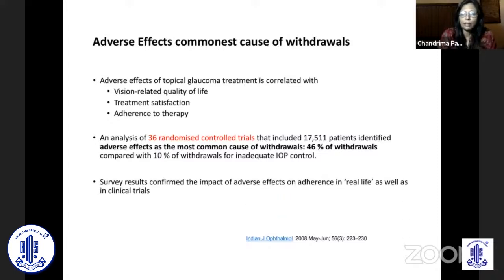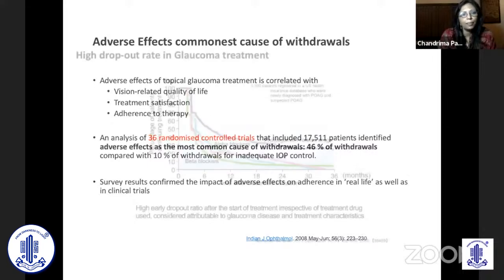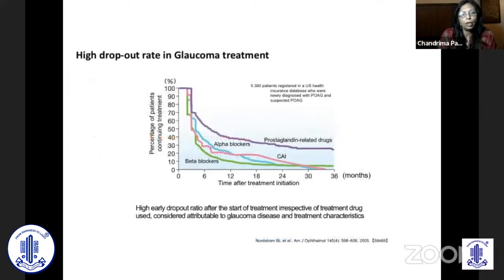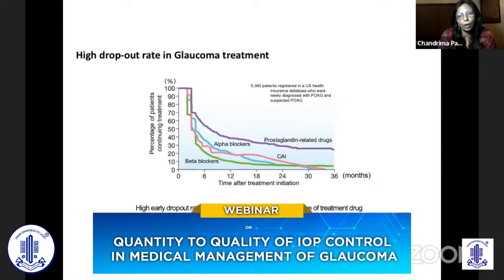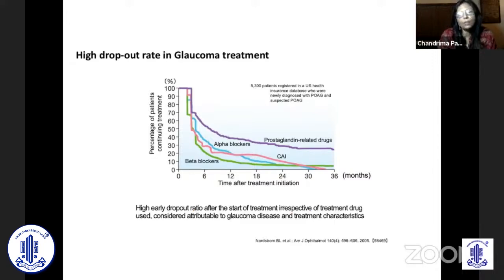So survey results confirm the impact of adverse effects on adherence in real life as well as in clinical trials. The high dropout rate in glaucoma treatment is seen with almost all glaucoma medications, as you see from that graph. All of them have a dropout rate, and as very well stressed by my previous speakers, quoting Dr. Shibal once again, glaucoma doesn't produce symptoms until you actually start treatment. How true that sentence is.